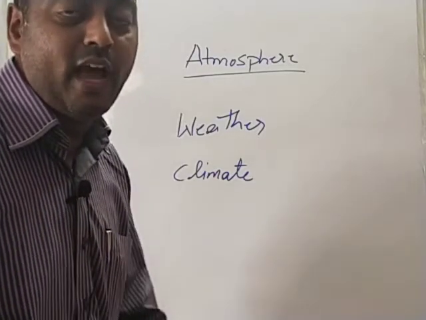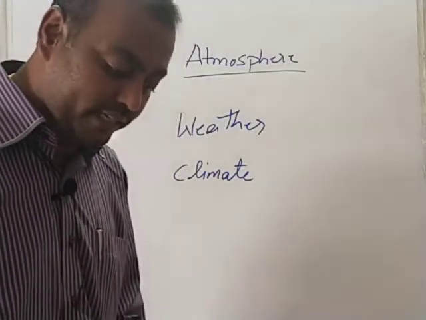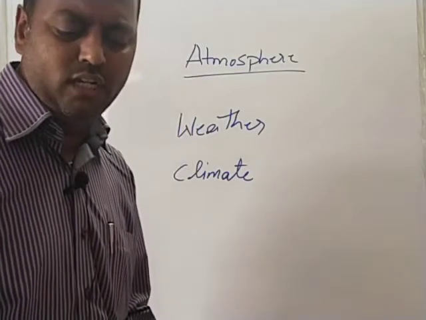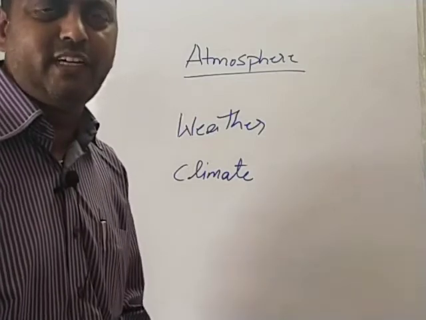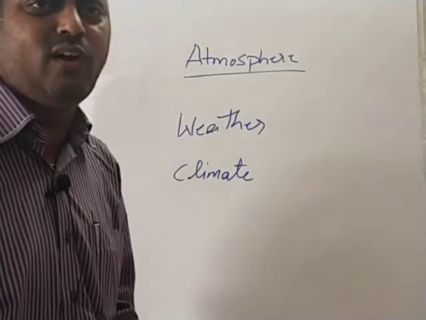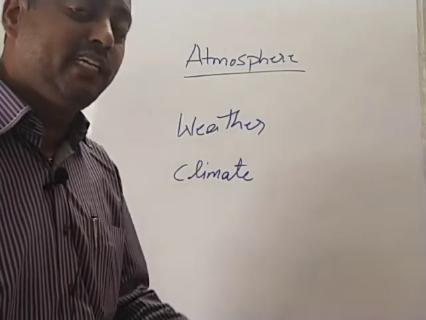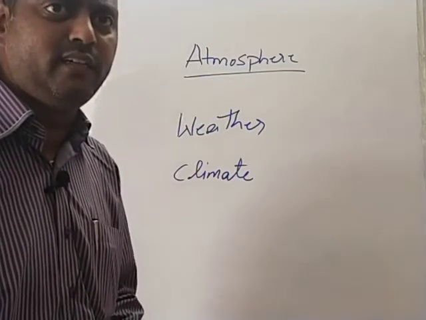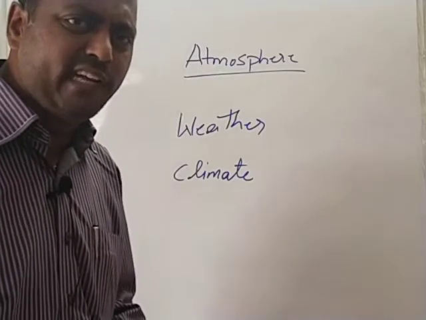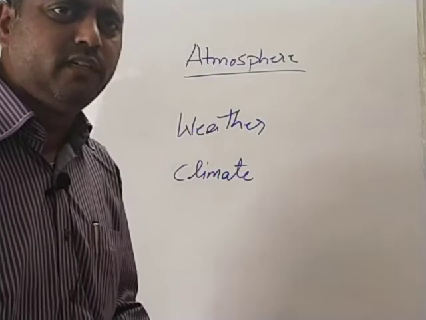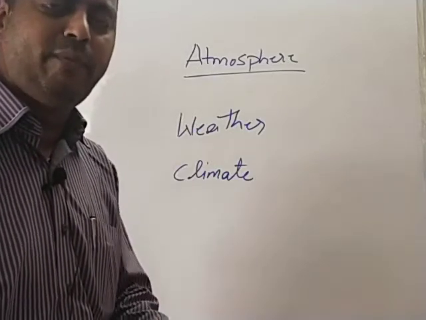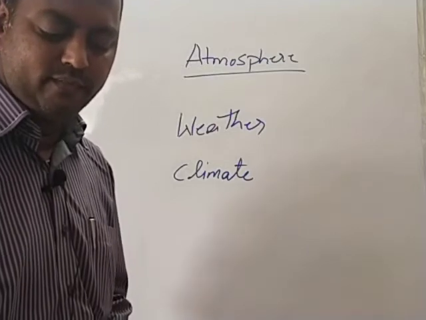Climate is for an average period of time, not less than 30 years. Climatic descriptions are based on decades of atmospheric data. A decade means 10 years. So for 20-30 years, they take atmospheric data. What is atmospheric data? When it rains, how much it rains, what is the average temperature. All this data is collected for not less than 30 years, and the climate of a place will be decided.